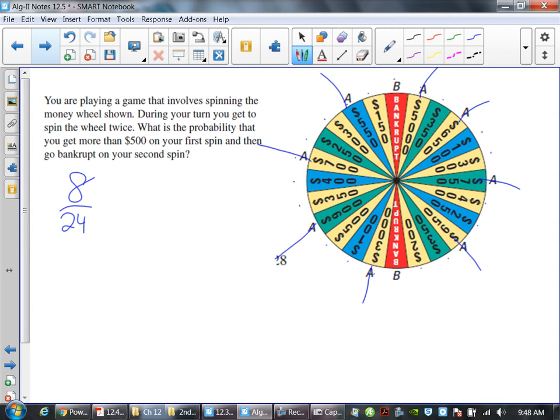Is the second roll, the second spin, independent of the first? Yes. So how many bankrupts are there? 2. There you go. You can simplify first if you want, or just throw it in the calculator and you're done. Okay, I got it.